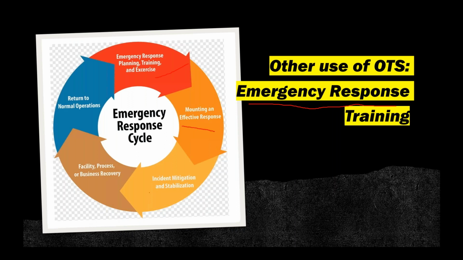If we have personnel that are having an incident, we can do incident mitigation and stabilization, facility, process or business recovery, and then return to normal operation. For emergency response training, for example, if you have a team that is going to handle this, you can use that team inside the OTS and have them do their meetings or responses based on this template.